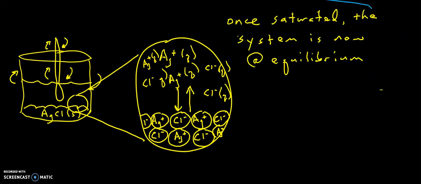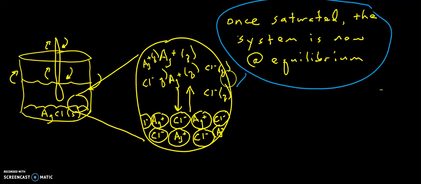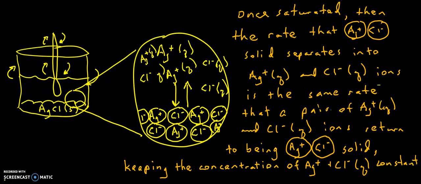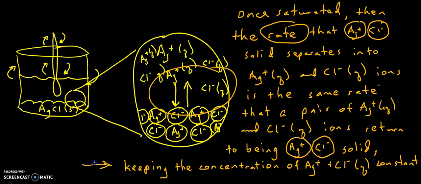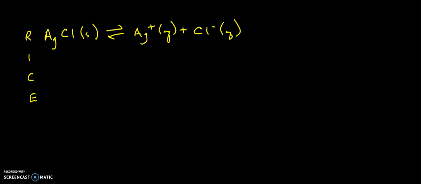Once saturated, the system is at equilibrium, where the rate at which the solid is dissolving is the same as the rate at which ions go back to being solid. The key thing here is that the rate at which AgCl solid separates into Ag+ and Cl- ions is the same rate that a pair of the aqueous ions would return to being solid. What this equilibrium does is keep the concentration of the Ag+ and Cl- aqueous ions constant. For this saturated system, because it's at equilibrium, we'll use the RICE strategy.